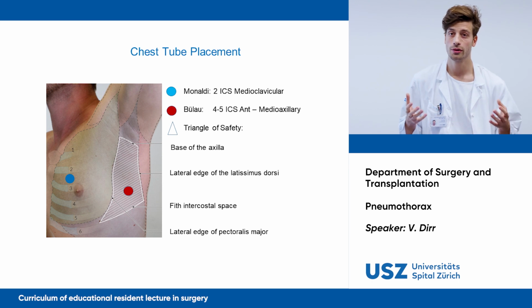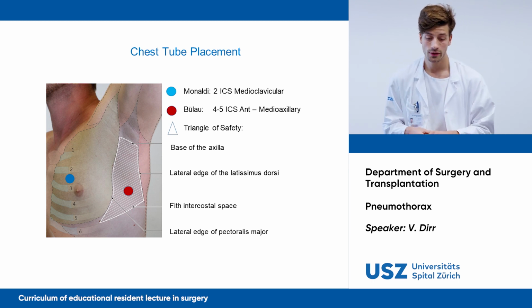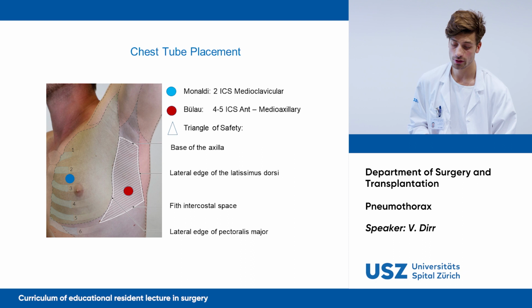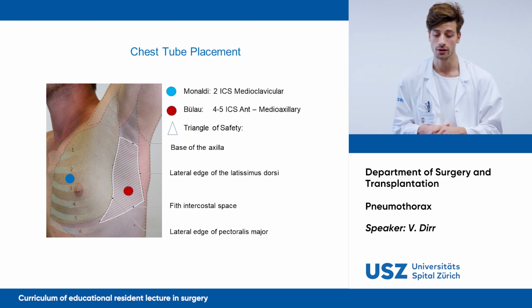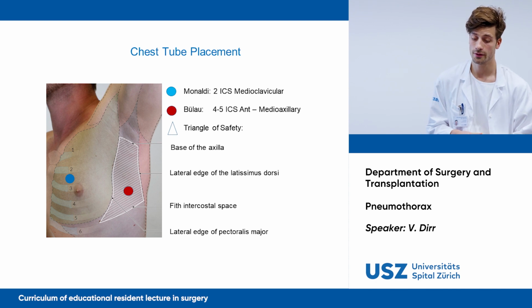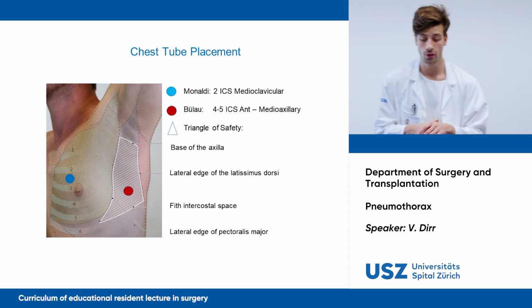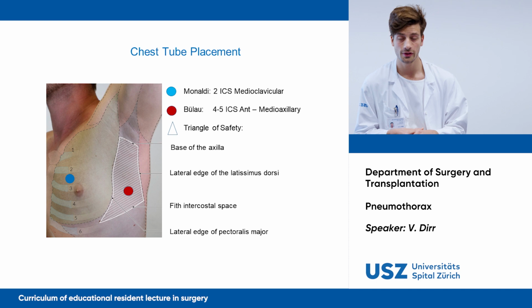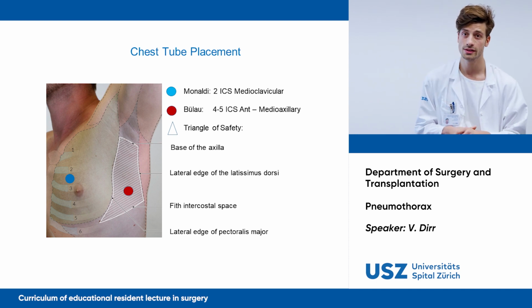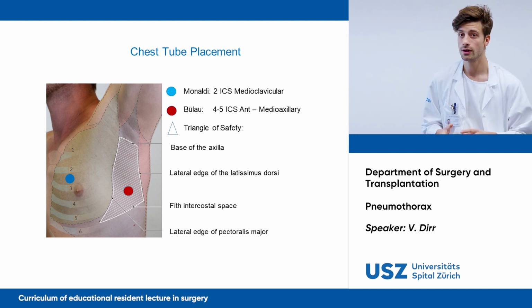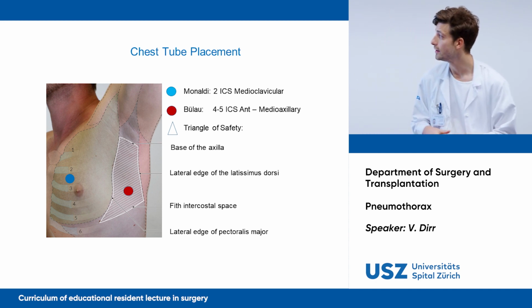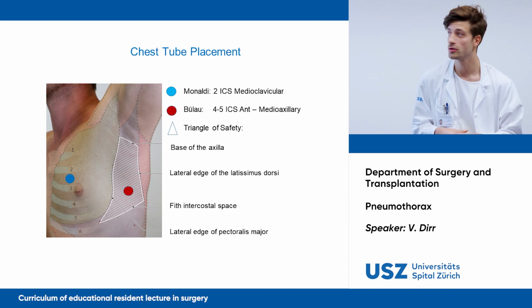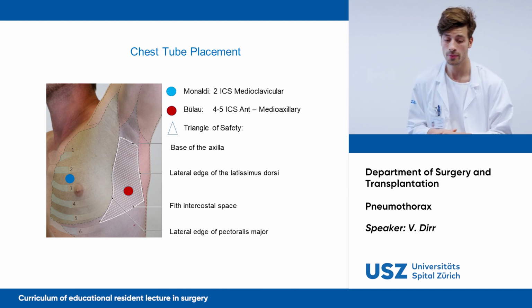So how do we place these chest drains? There are two famous spots, and one of them is called the position of Monaldi. It's in the second intercostal space in the midclavicular line. And the second one is the position of Bülow. It's between the fourth and fifth intercostal space in the anterior midaxillary line. And more recent guidelines suggest a triangle of safety, where we know today that in this area, the damage of underlying vascular structures is minimized.